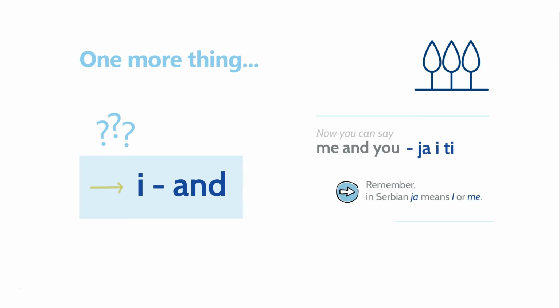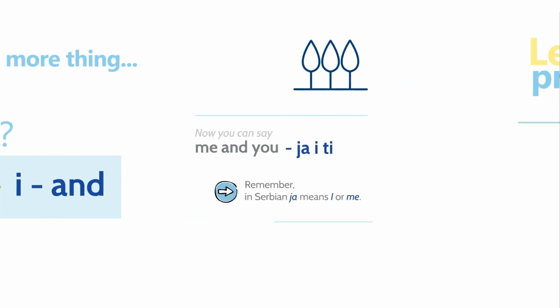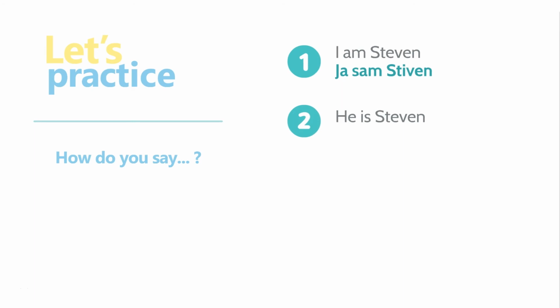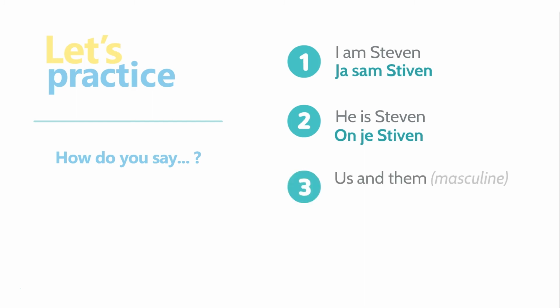Now let's practice all that we have learned today. How do you say I am Steven in Serbian? Ja sam Steven. How do you say he is Steven? On je Steven. Here's a harder one. How do you say us and them, masculine? Mi i oni.